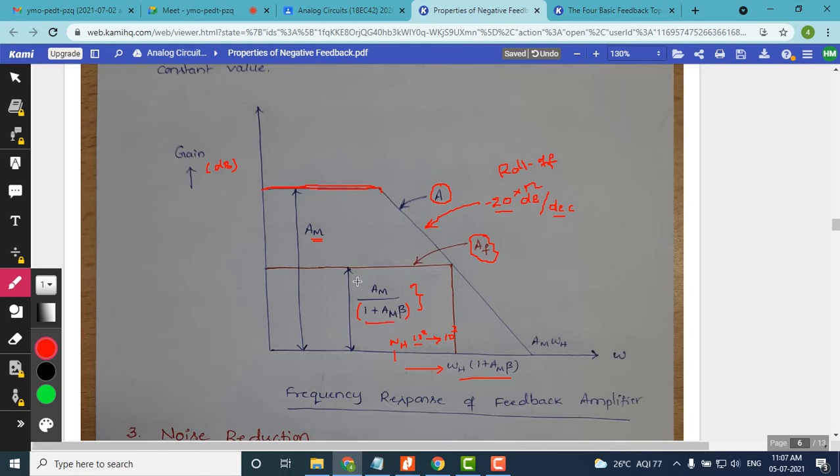The gain drops because you apply the feedback, and simultaneously you can see that there is an increase in the frequency. Earlier the cutoff frequency was here without feedback. Now with feedback, the cutoff frequency has been increased by a factor of 1 plus AM into beta. Look at that, the scaling is 1 plus AM into beta here. For the gain, it is in the denominator. So this shows that gain dropped with feedback, whereas the higher cutoff frequency increased with feedback. So this is the frequency response curve for a feedback amplifier.